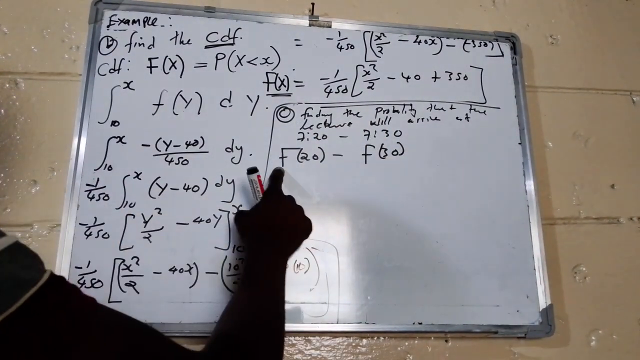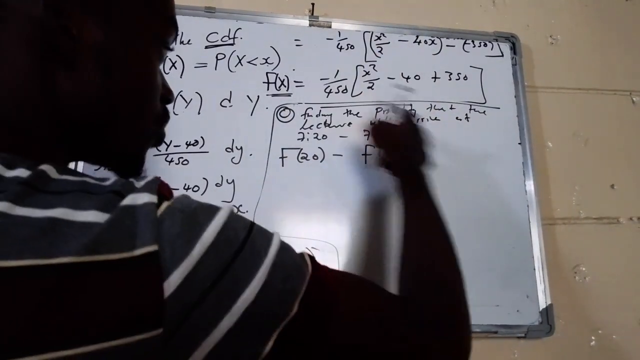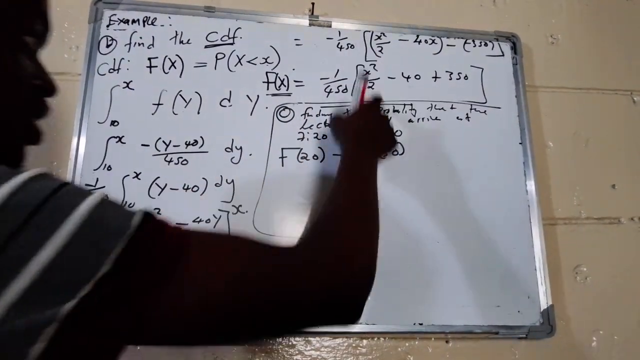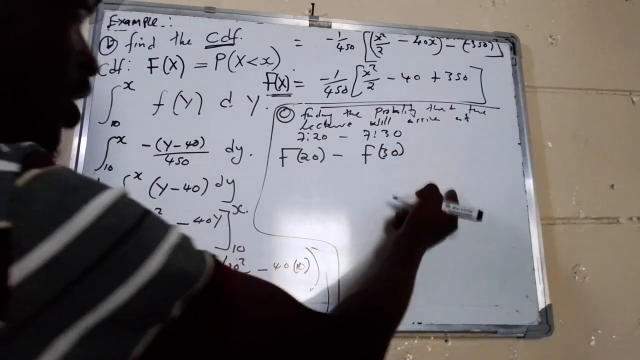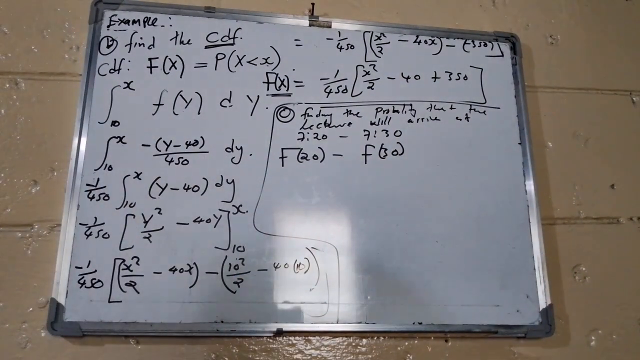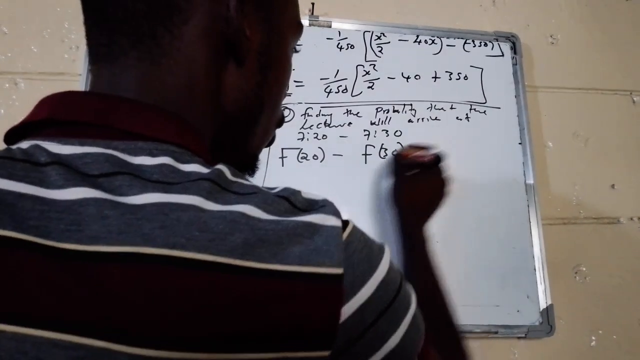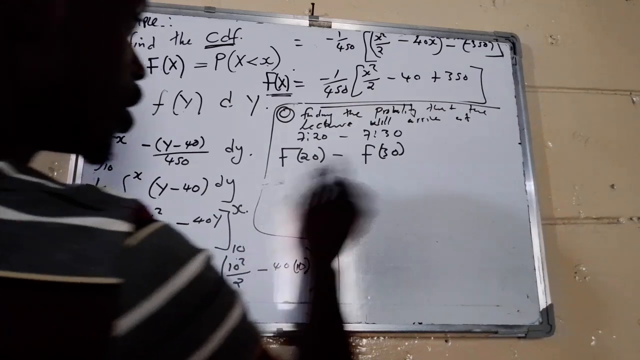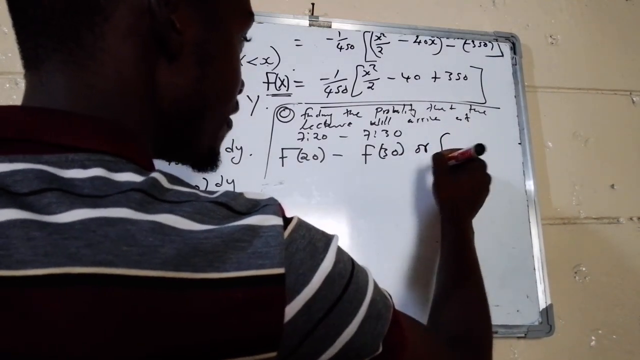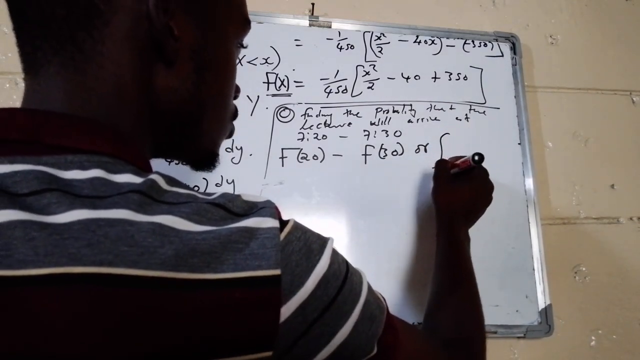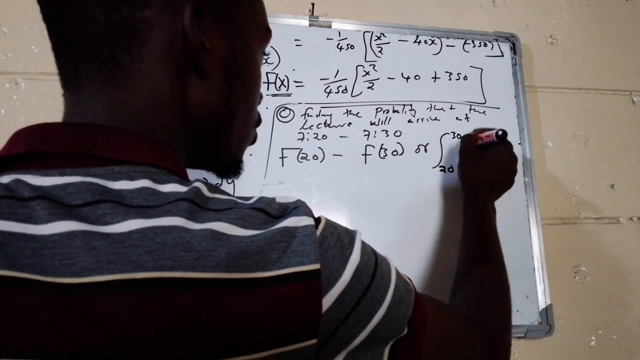So capital F of x function is this one. You replace your 20 on the x, you replace the 30 on the x, and you subtract the two expressions. That is what is going to give you the probability that this lecturer can arrive in that given interval. So what am I going to have? We can do this, or you can just basically find the integration from 20 to 30 of the PDF.